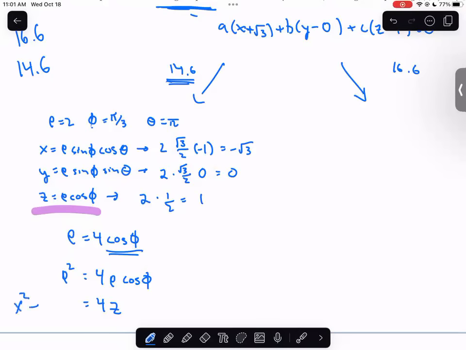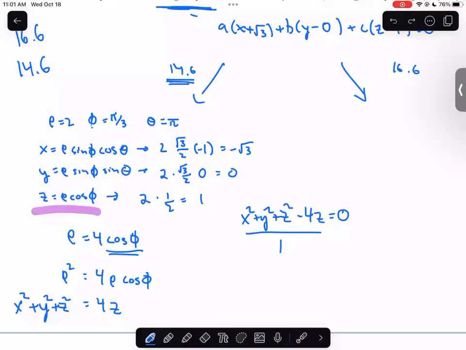And luckily, even though I wasn't particularly trying for it, on our formula sheet we do know that rho squared is x squared plus y squared plus z squared. So now, in order to find a normal vector, thinking about in the 14.6 style, we need to have all of our variables on one side and a constant on the other side. So I'm going to go ahead and write this as x squared plus y squared plus z squared minus 4z equals 0. And this right here becomes my function, my f, that I'm going to be taking the gradient of.